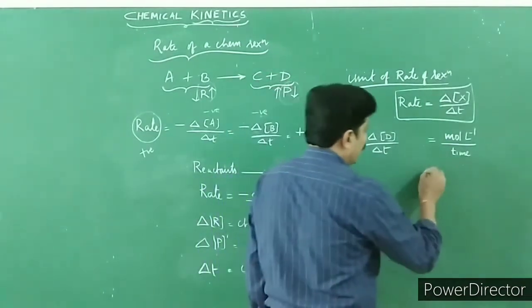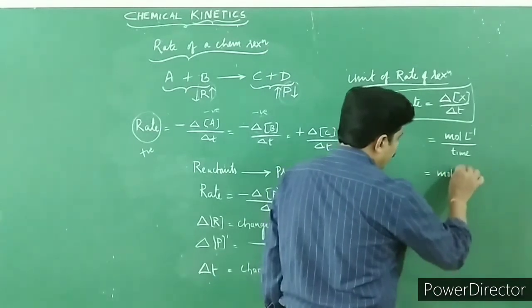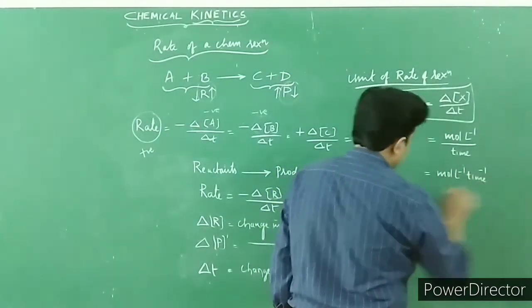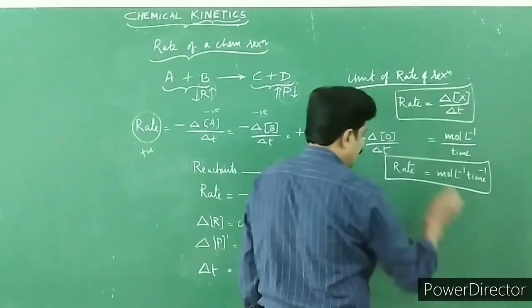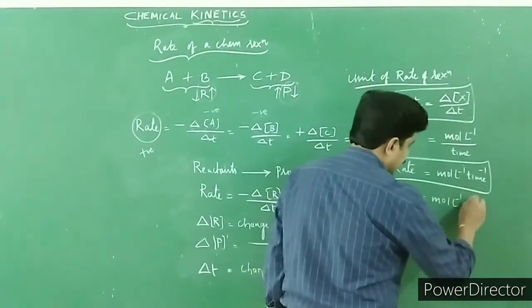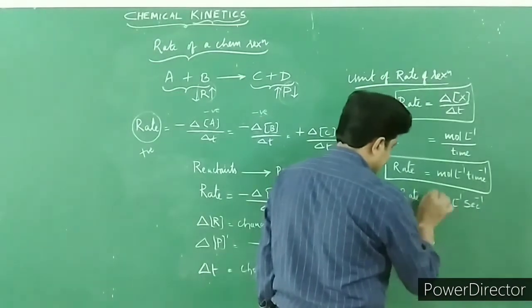Let me write. Now, unit of a rate is equal to mole per liter per time. So, this is what the unit of rate. Or you can write mole per liter per second. This usually we consider.